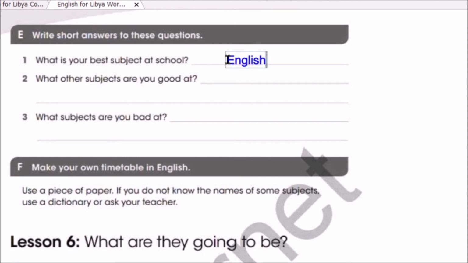I will talk about myself. My first subject wasn't English. I'll talk about myself here. Mine was math or maths. What other subjects are you good at? I'm pretty good at English, so I will write English.